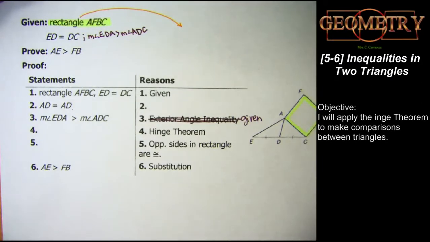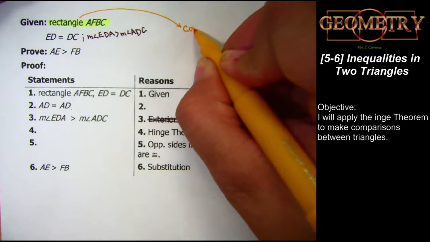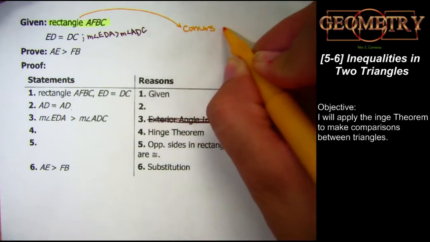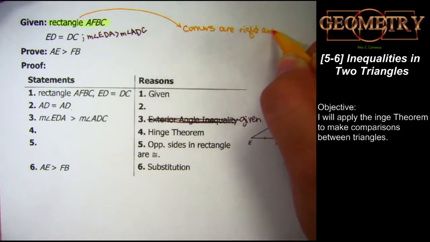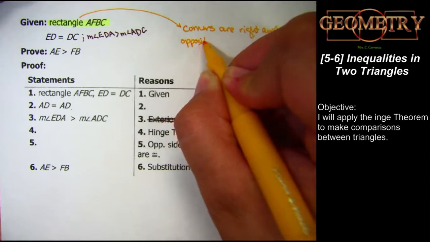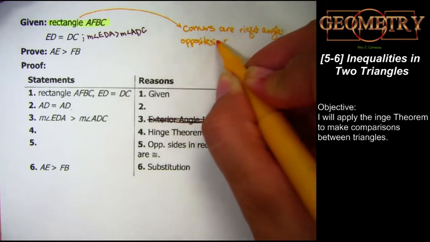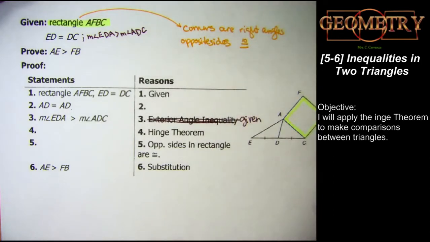All right, so here's the spoilers on rectangles that you'll need for this. The corners are right angles, and the opposite sides are congruent. What does that say, Miss? Corners. My horrible handwriting struck again, I'm sorry. The corners are right angles and the opposite sides are congruent.